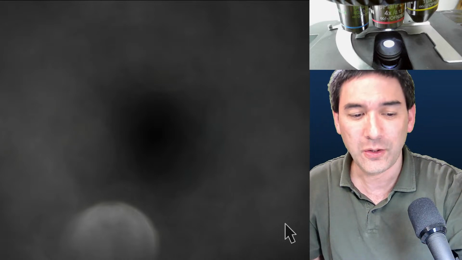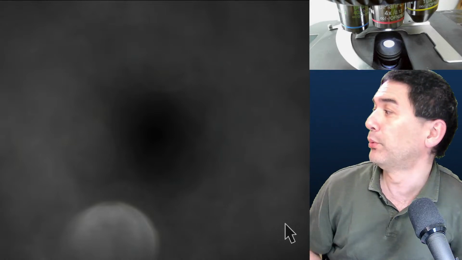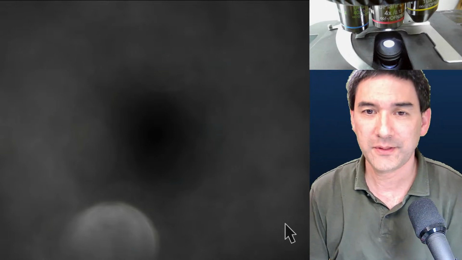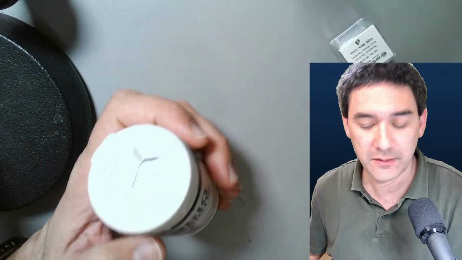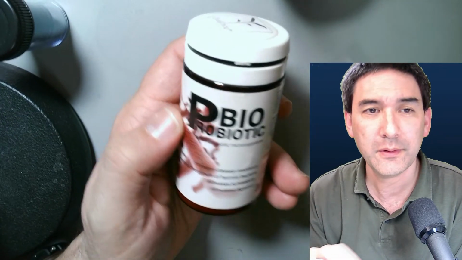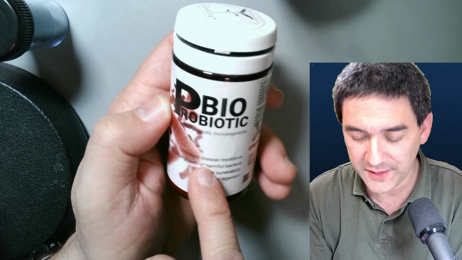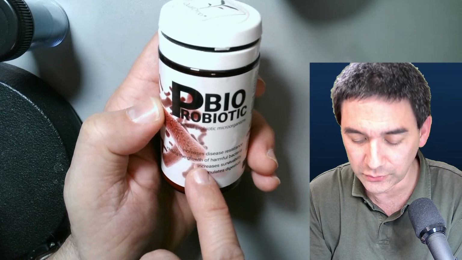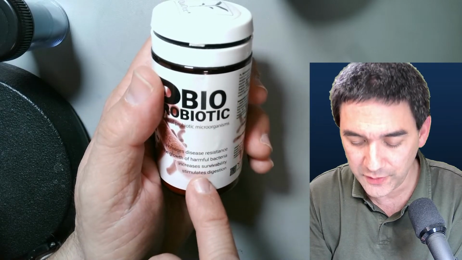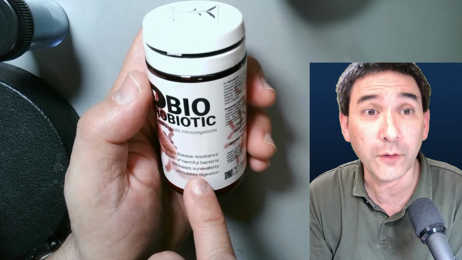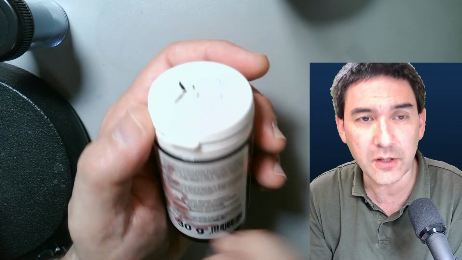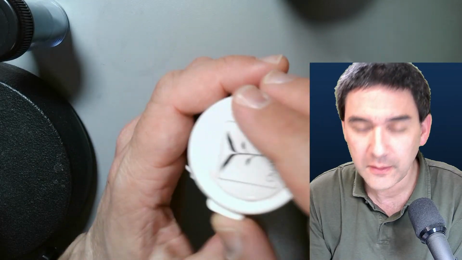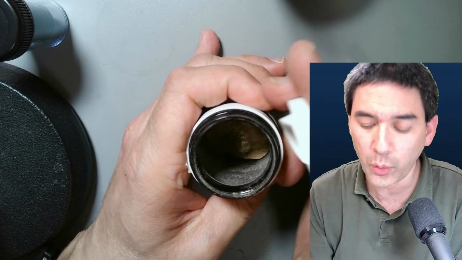But I want to show you something else. Just a second, I need to reach over into my cupboard. Here we go, look what I got here. Let's have a desk view again. This is for people who have an aquarium. Probiotics, it's called. Increases disease resistance and inhibits the growth of harmful bacteria, increases survivability and stimulates digestion of fish. These are freeze-dried bacteria, which you add to an aquarium.